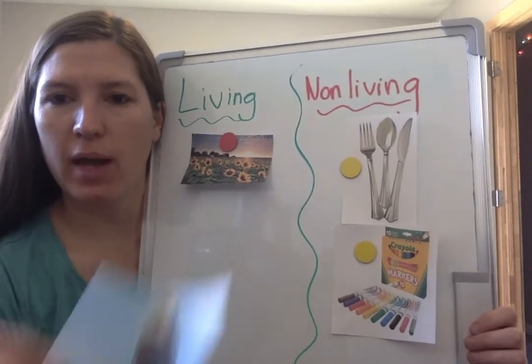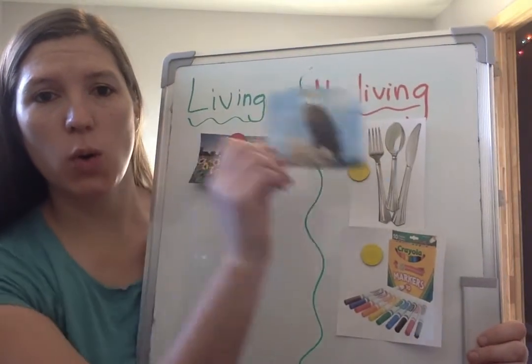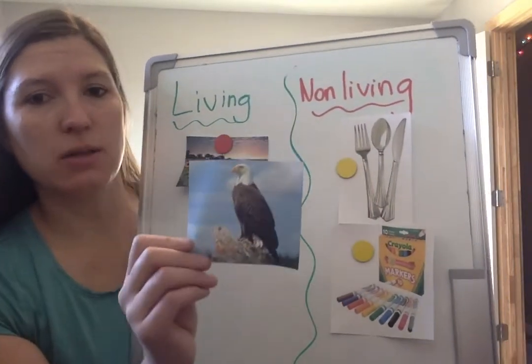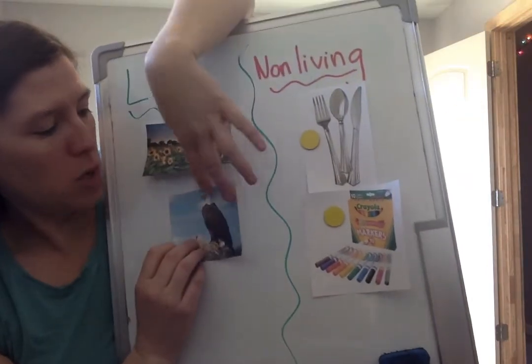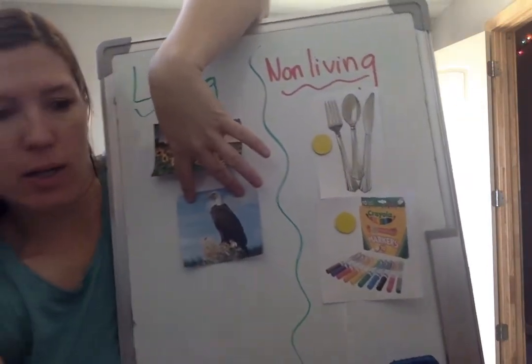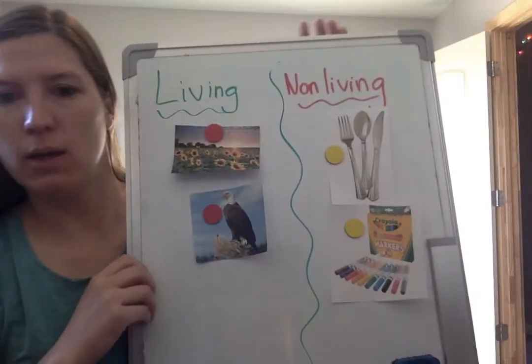How about our national bird, the bald eagle? Is it living or non-living? The bald eagle is a living thing because it needs food, it needs water, it needs air, and it needs a place to live. A couple more.